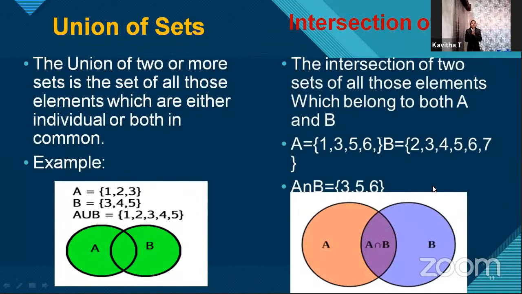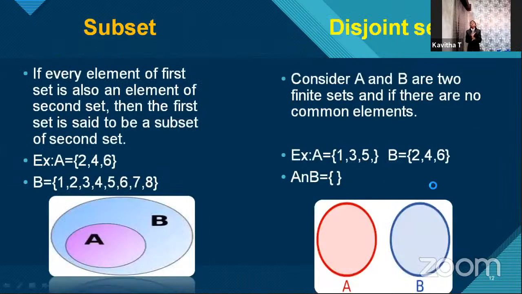Okay, next, subset. If every element of a first set is also an element of a second set, then the first set is said to be a subset of the second set. In the slide, set A contains 2, 4, 6 and B contains 1, 2, 3, 4, 5, 6, 7. Here you can observe 2, 4, 6 are there in B. Means A is a subset of B.